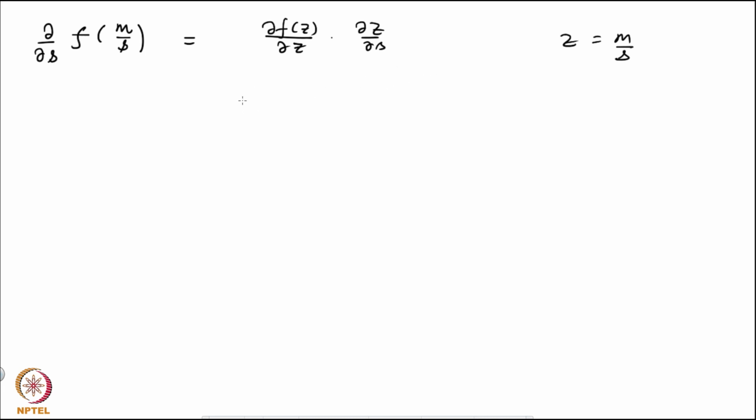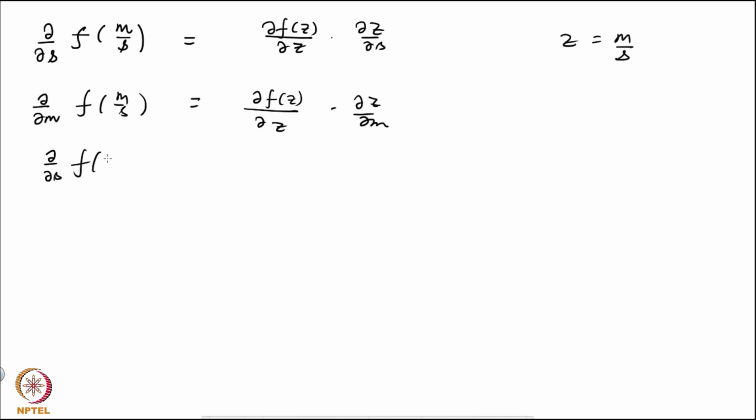Okay, so now you can write del over del m f m over s as del f over del z into del z over del m. Okay, so derivative with respect to s, let's write down that thing. So del over del s f m over s is this object, del f over del z into del z over del s.